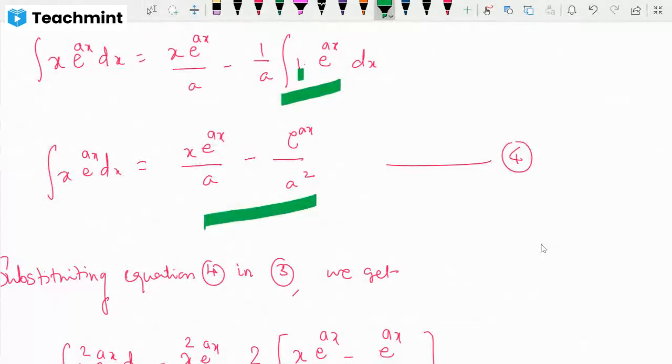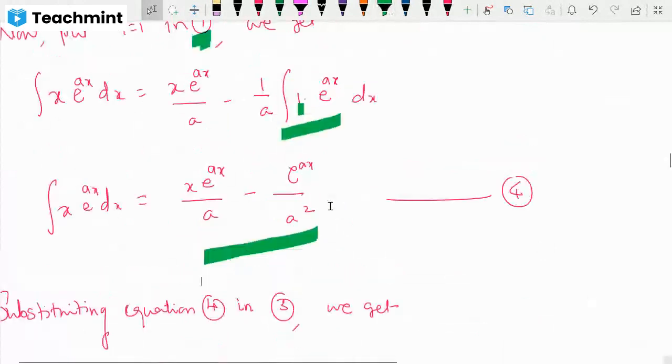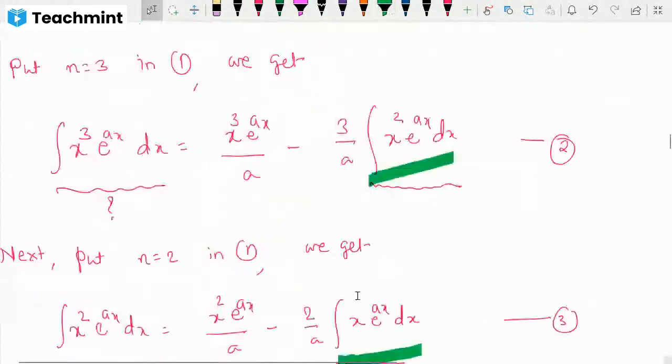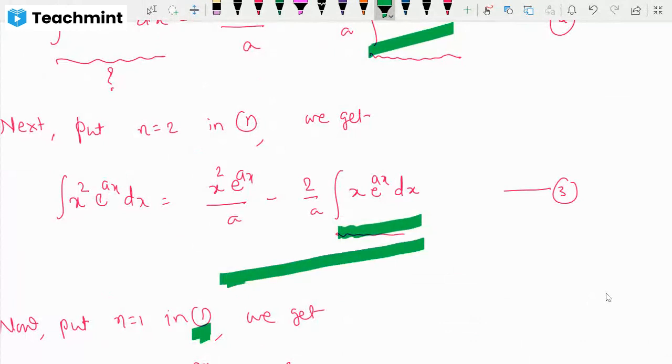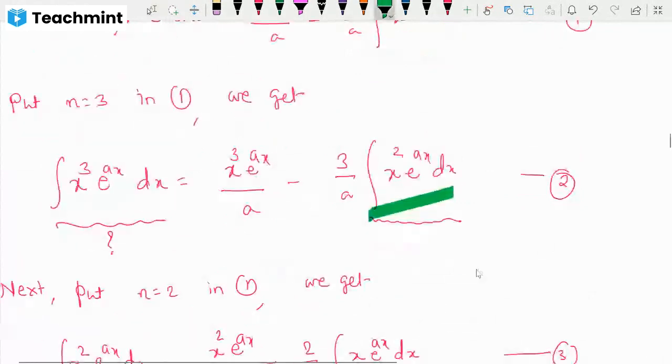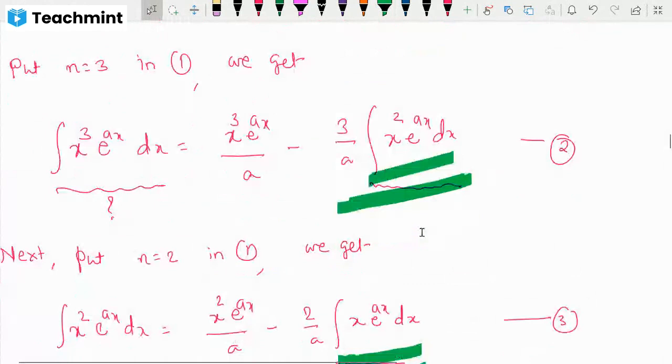So what we did next, we put this value here, that is, in back substitution, you put this value here. So we obtain the integration of x square e raised to ax. If we put the value of this integration here, simply it gives us the value of this integration. The same we did yesterday.